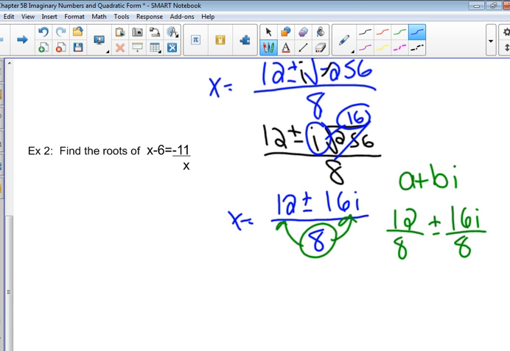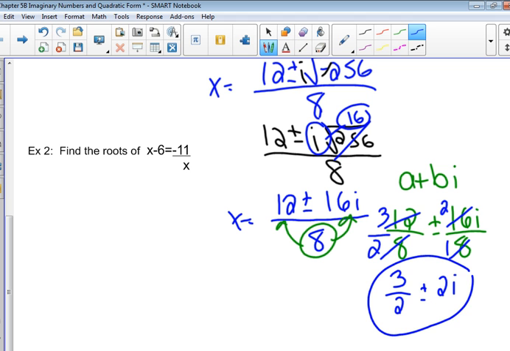This is a lot of stuff. Can we reduce a 12 and an 8? Okay, both by 4. So how many times is 4 going into 12? 3, good, over 2. What about this one? 8, 2 over 1. Do we need the 1? No. So our final answer would just be 3 over 2 plus or minus 2i. That is in simplest A plus BI form.